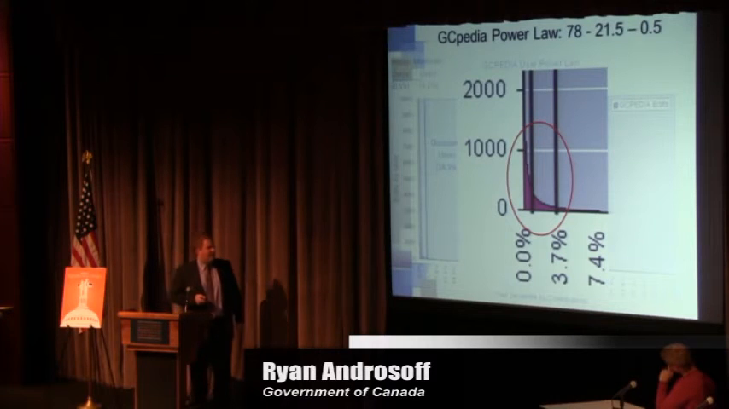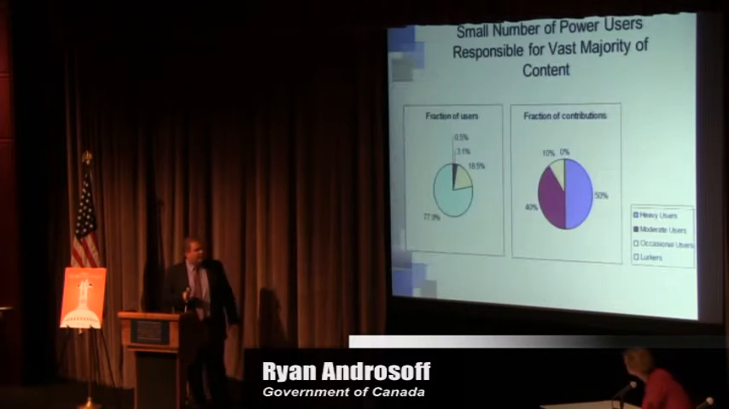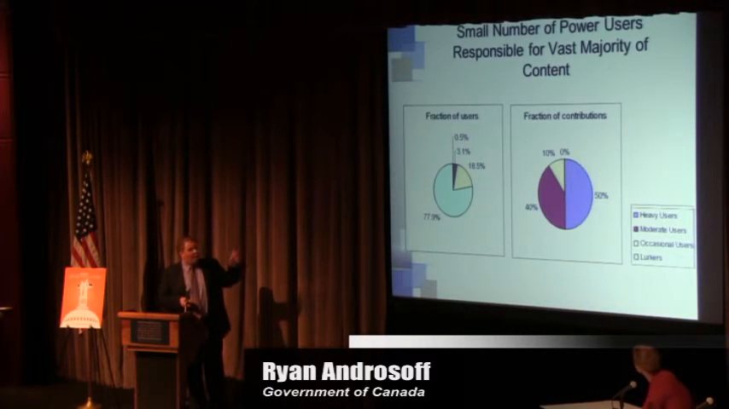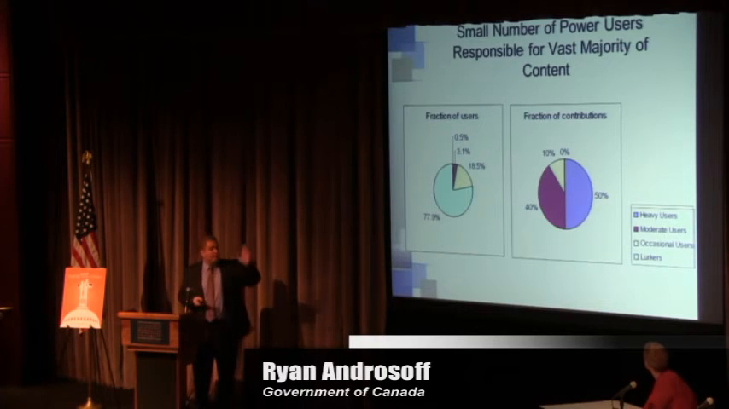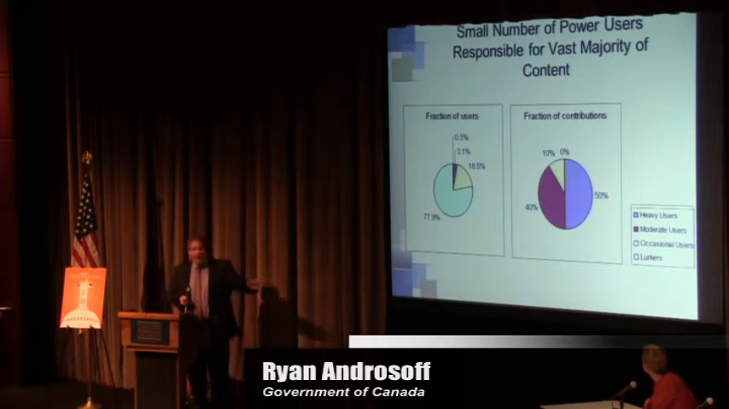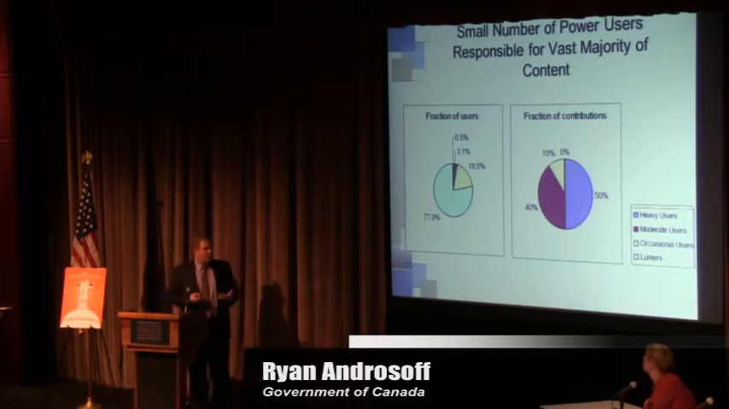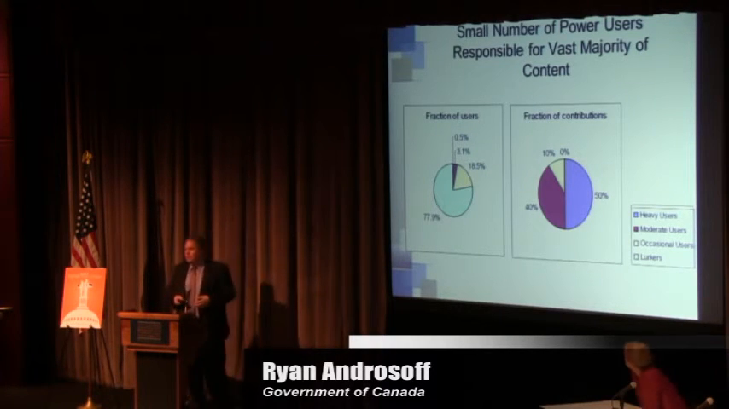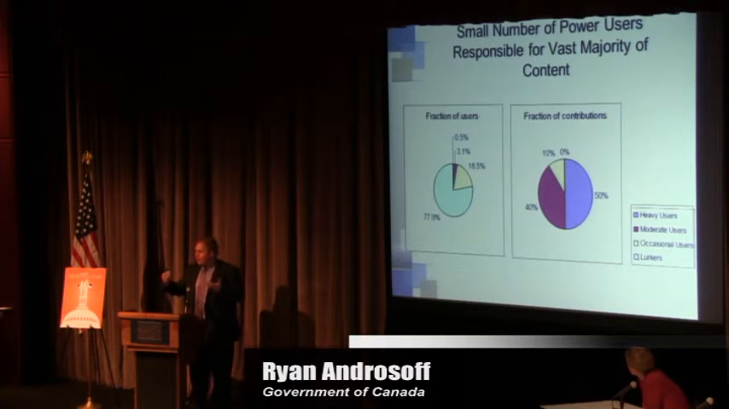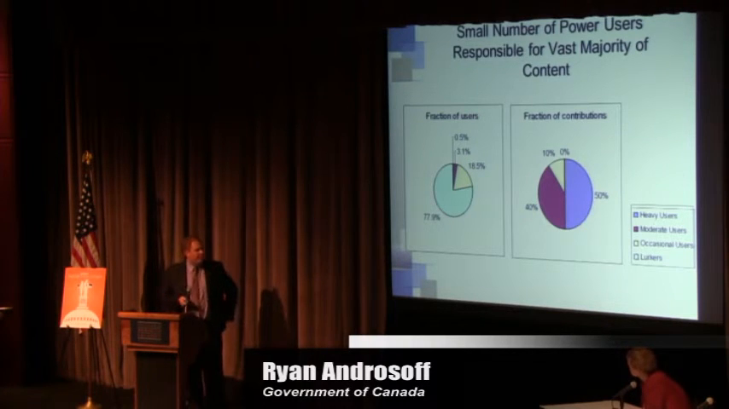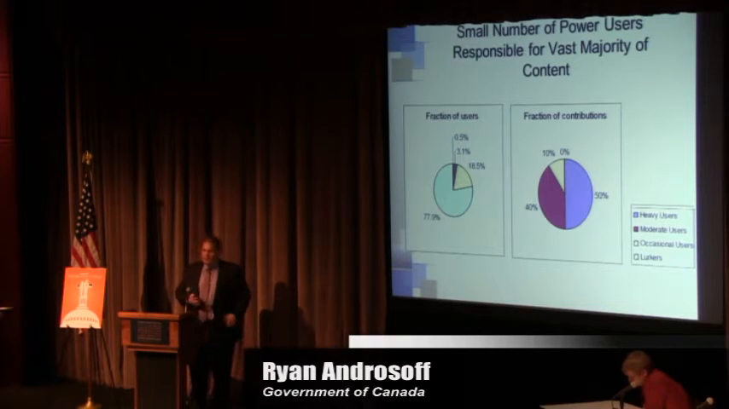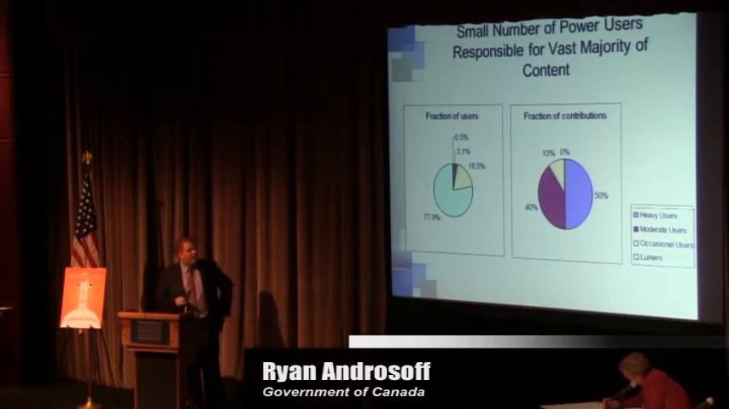And we found that the power law for GCpedia is really a 78-21.5-0.5 power law. So what that means, I think, a little bit clearer, if we go to this graph, 0.5% of the users are responsible for 50% of the content. And that top approximately 3.6% of users are responsible for 90% of all the content on GCpedia, if we're using edits as the metric to measure content. So I think it's an interesting thing as we think about that small number of power users who are really contributing to what GCpedia becomes.